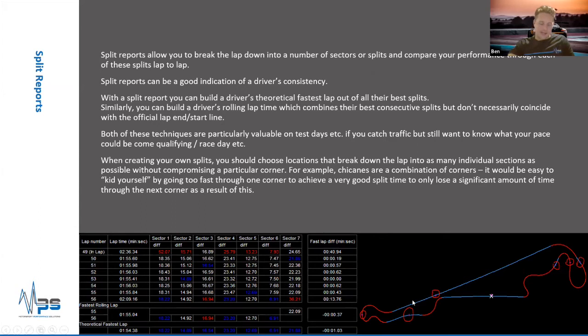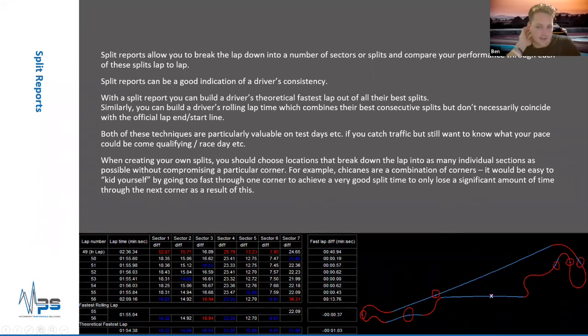Once you've done that, you can then look at each individual sector and work out how the driver's performing. In this particular example from Paul Ricard, the driver's best sectors are highlighted in blue. So we've got a 5 or 6 lap spread of when the driver did their best sector.